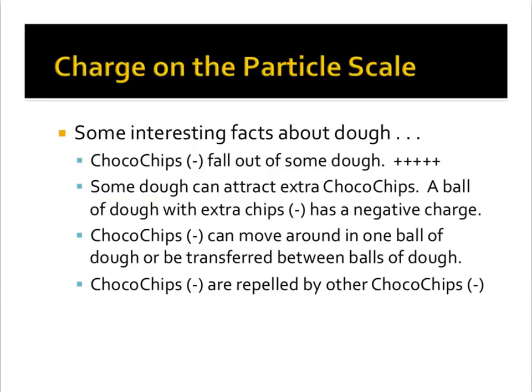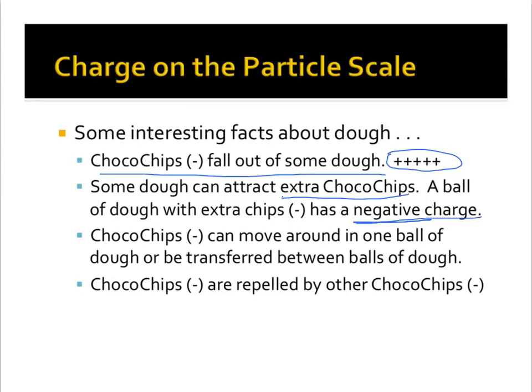Some interesting facts about dough that also apply to our atoms. Sometimes the choco chips fall out. This makes the atom positive. If we lose those negative charges, there's more positive left in there, so we have a positive charge. Some dough can attract extra chips. When we get extra chips, that's putting more negative charges in, so we have a negative charge overall.